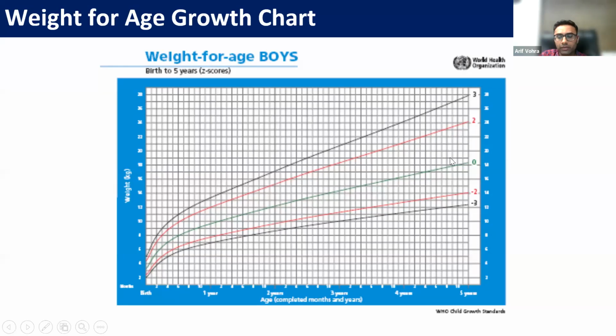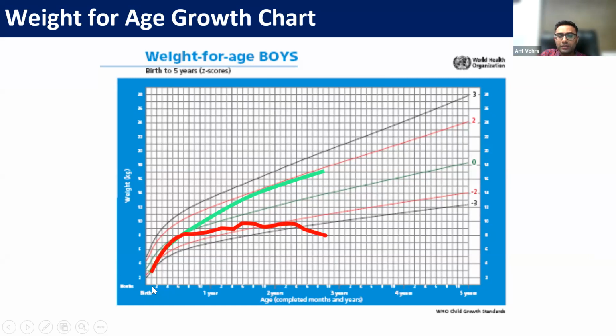So when you are plotting the weight for age, it should come between these two red lines. This is the first thing you need to remember. Second, when you are assessing the growth over the next few visits, let's say after 15 days or 1 month or 6 months, the line should go along with the green line, or it should ascend parallel to that green line. It suggests the child is gaining the optimal weight for that particular age.